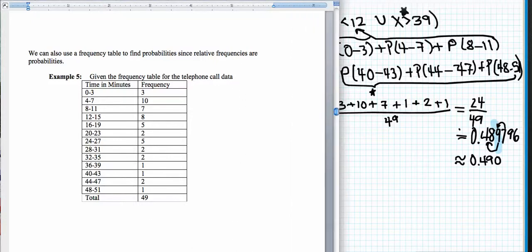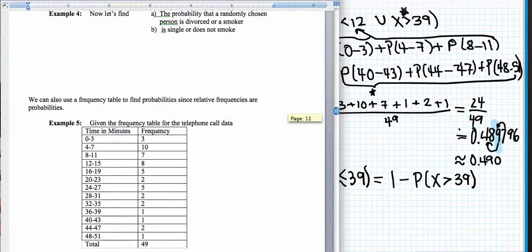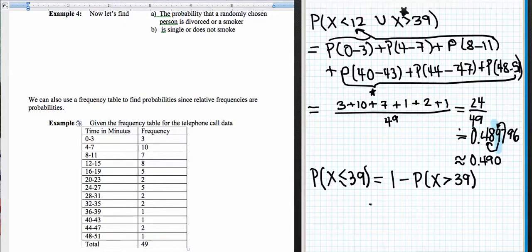Now, our next probability that we were asked to find was the probability that they're on the phone no more than 39 minutes. Okay, no more means that it's 39 or less. There's nothing more than 39, so this is less than or equal to 39 minutes, which is really best described as 1 minus the probability that they're on the phone more than 39 minutes, the idea of a complement, right? And the complement idea is absolutely possible here because we do have mutually exclusive events in this table. Because if you're not more than 39, then you are 39 or less, because everything here and above is mutually exclusive from everything here and below. And that makes it really easy for us to find this probability.